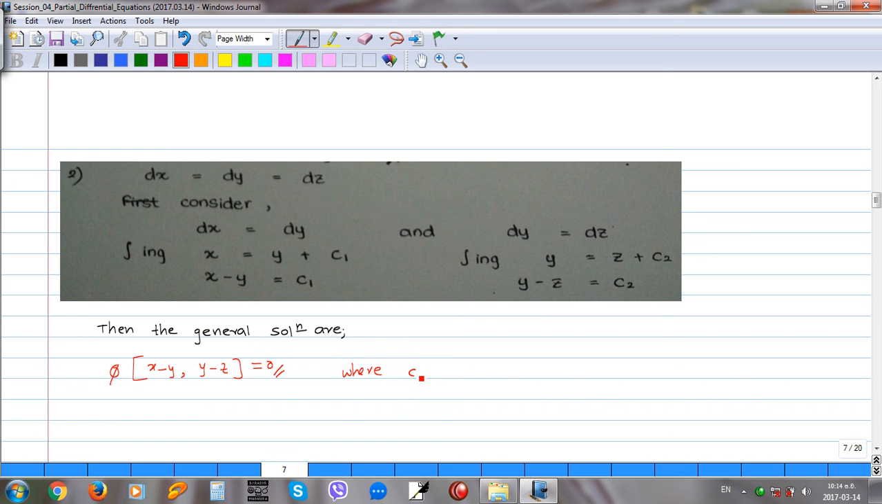You can write where these two, c1 and c2, are arbitrary constants also, and phi is an arbitrary function. So this is the answer for this example.